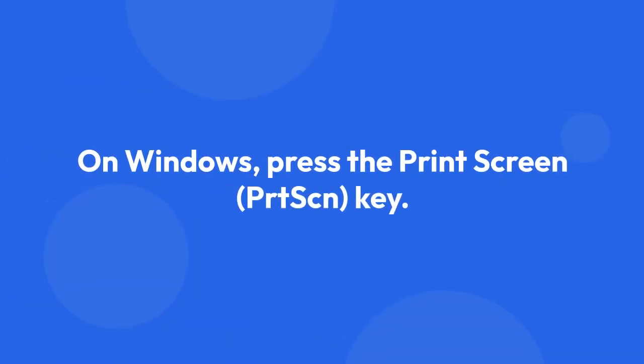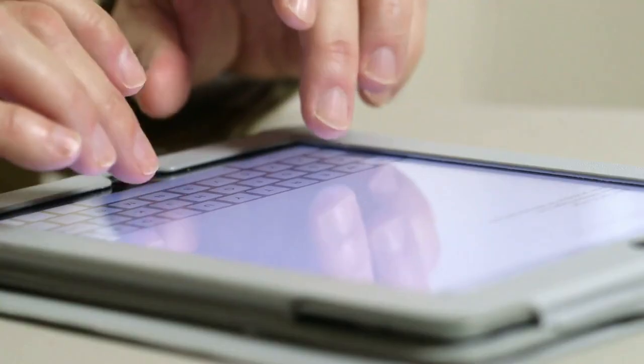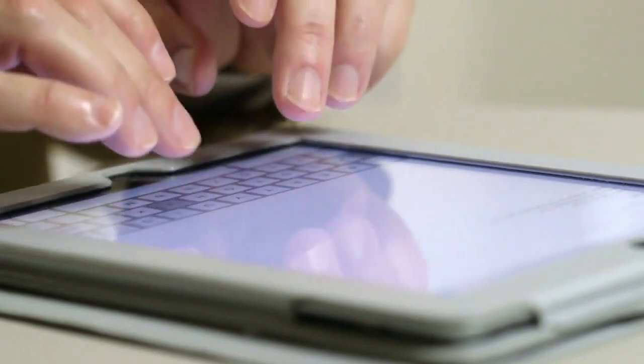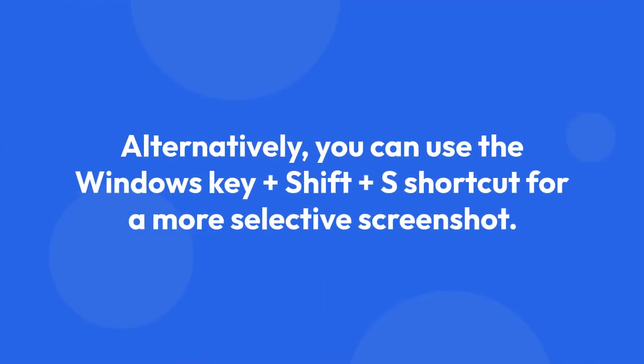On Windows, you typically press the Print Screen / PrtScn key. This copies the entire screen to your clipboard. You can then paste it into an image editor like Paint and save it as a file, usually a .png or .jpg. Alternatively, you can use the Windows key + Shift + S shortcut for a more selective screenshot.